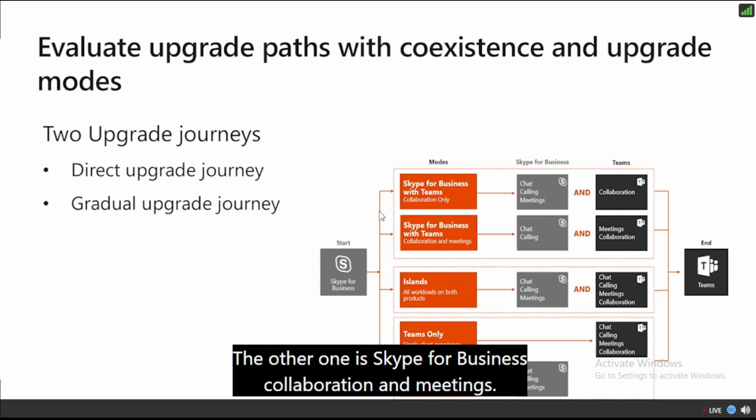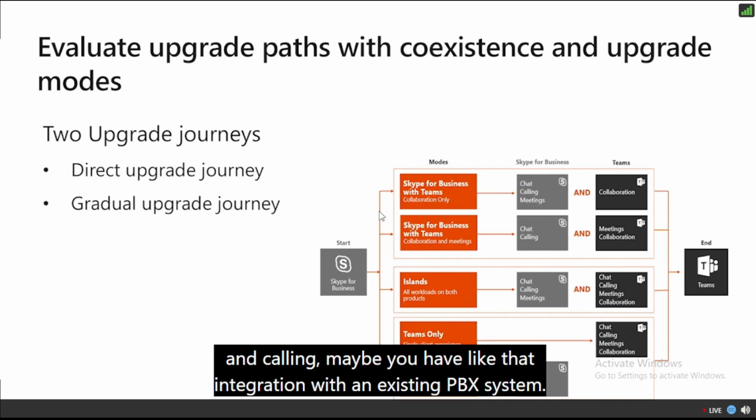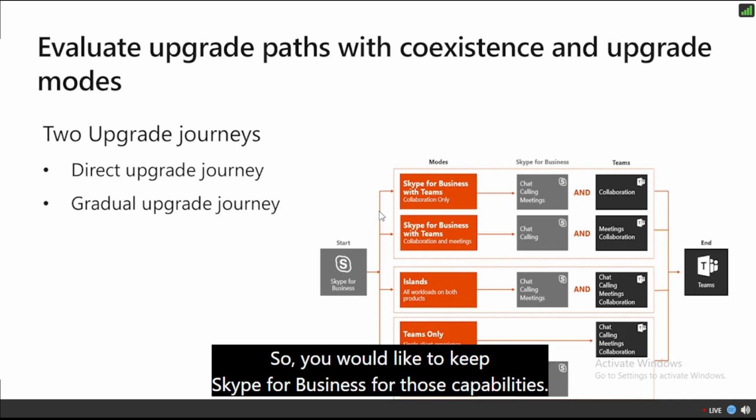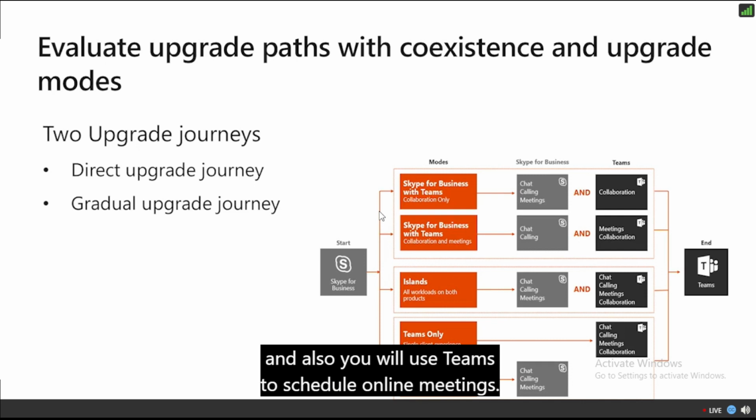The other one is Skype for Business, collaboration, and meetings. In this case, you still use that portion of chat and calling. Maybe you have an integration with an existing PBX system, so you would like to keep Skype for Business for those capabilities, but you will use Teams for collaboration inside channels and teams, and also use Teams to schedule online meetings.